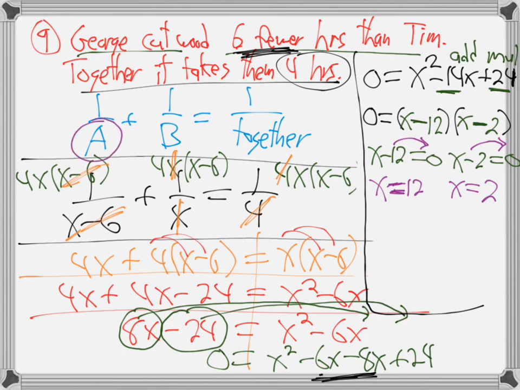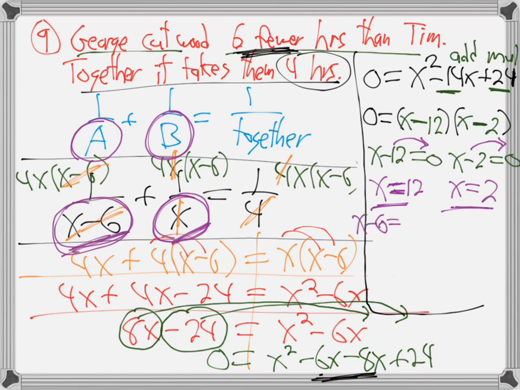Yeah, you go back to the A and the B. That's Tim and George. I don't know which one's which yet, but I know they are the two people. The A and the B are the two individuals. So you plug into the A formula, you plug into the B formula. So one of them is just X, but the other is X minus 6.